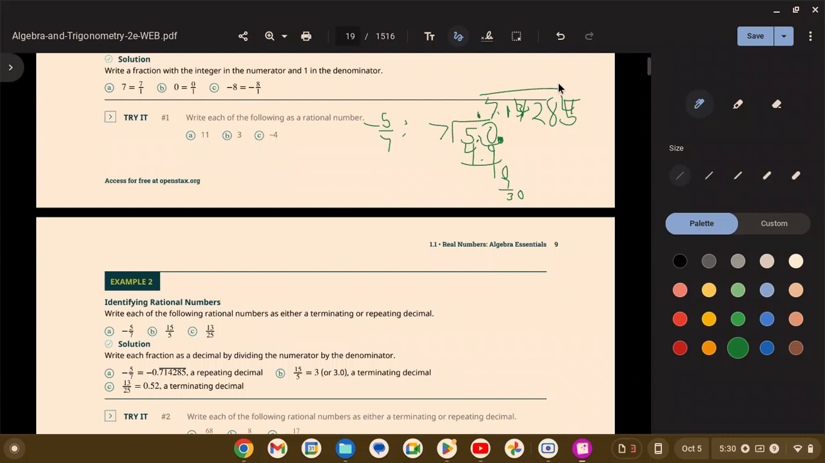15 over 5. That's just 3. So it's a terminating decimal. And then 13 divided by 25. Since 25 is a multiple of 5, that's going to terminate. I just know that. At least that was my expectation.